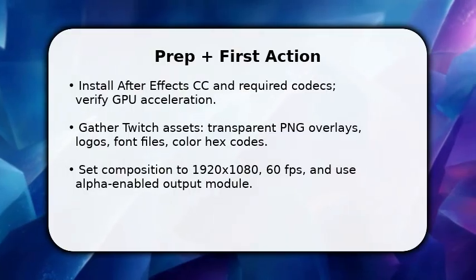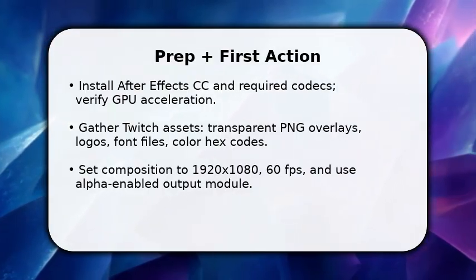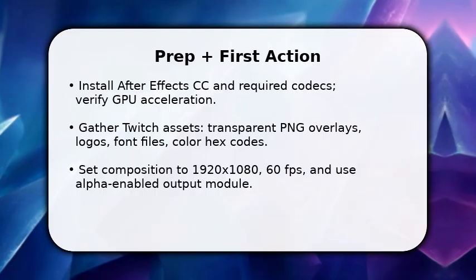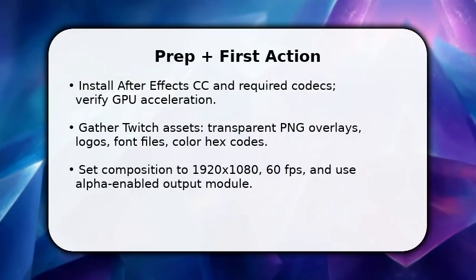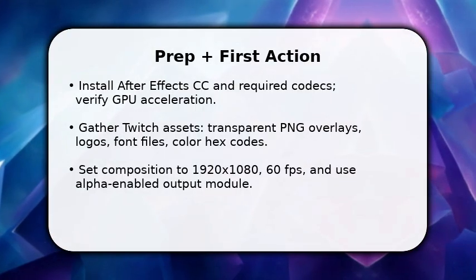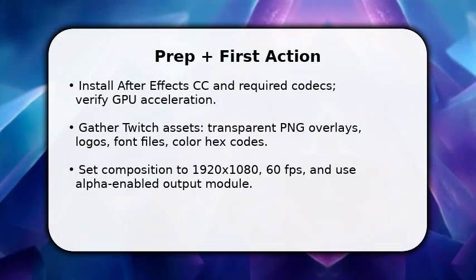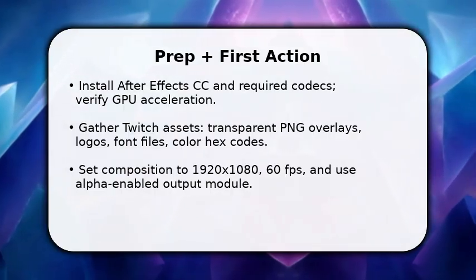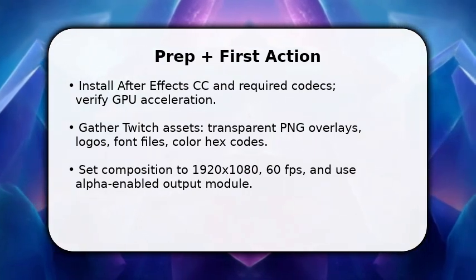You start by preparing your tools and assets so nothing blocks creative work. Open After Effects, enable GPU rendering, and create a 1920x1080 composition at 60 FPS for smooth motion. Import your Twitch overlay PNGs, logos, and brand font. Organize them into labeled folders so you can iterate fast. Once done, set render settings to include alpha channel and pick a codec that preserves transparency. Make sure you save a versioned project file. That prevents losing early iterations when you experiment.